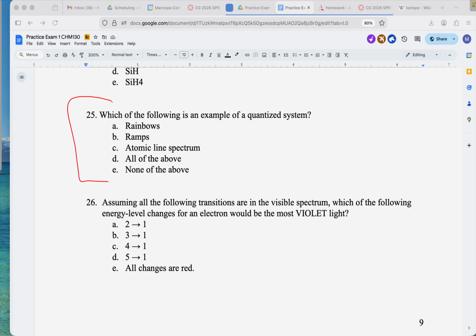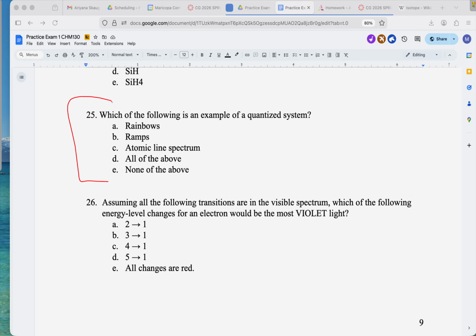The other one that I would use is stairs, because stairs provide those places. I can't take a half step on a stair. If I elevate to that half range, all I do is fall down to whatever step is underneath me. So that's a quantized system.